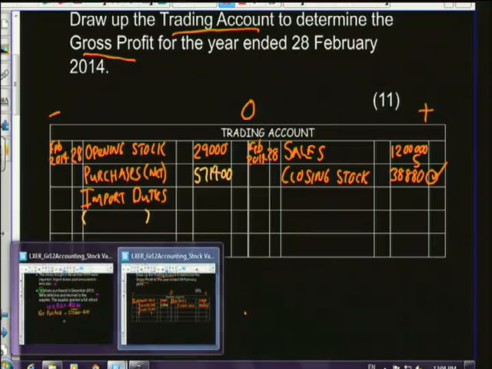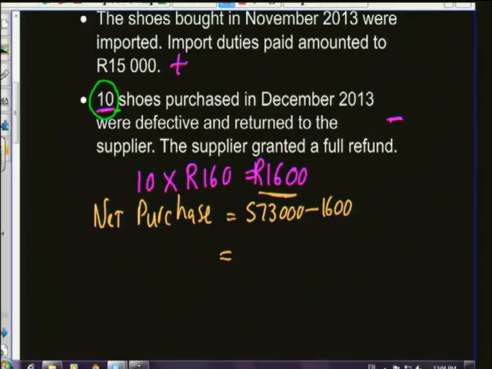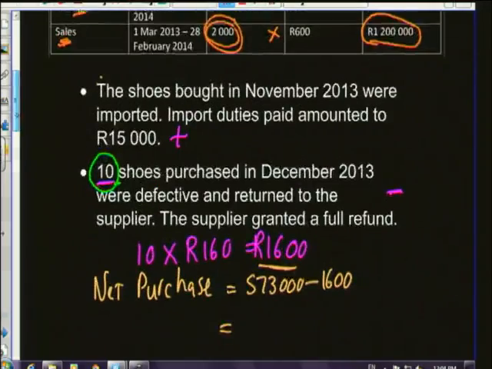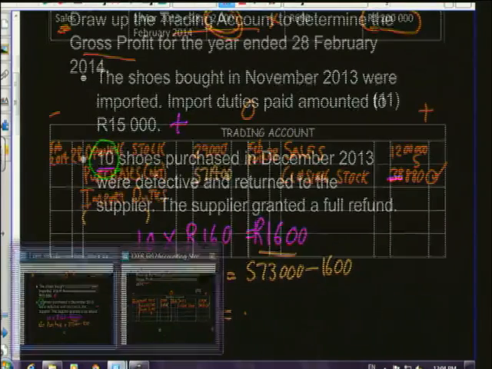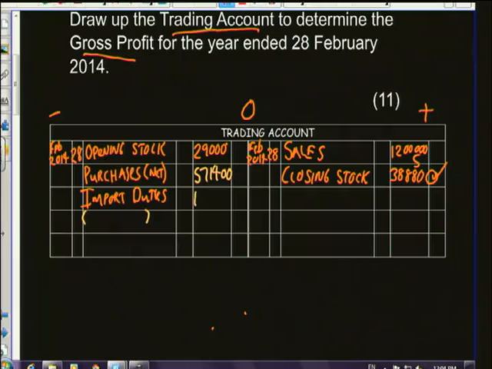Now let's look at our import duties. So we came across import duties. I think it was 15,000, but let's double check. There we go, it was 15,000. Import duties paid amounted to 15,000. So let's take that through. Import duties, an amount of 15,000.